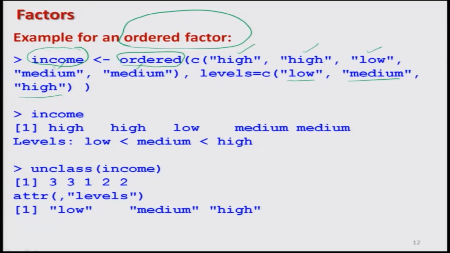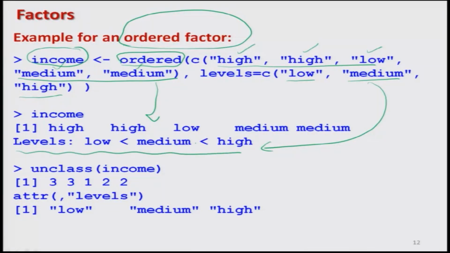So, you can see here we get the same data set whatever is given over here, but now the labels whatever I had given are coming out in this format: low is smaller than medium and medium is smaller than high. And if I want to unclass this variable income, we get this type of thing. So, let us try to do it over the R console and see what we obtain here.